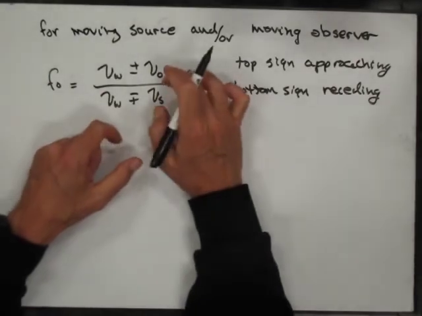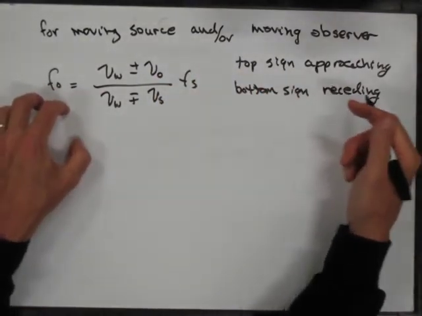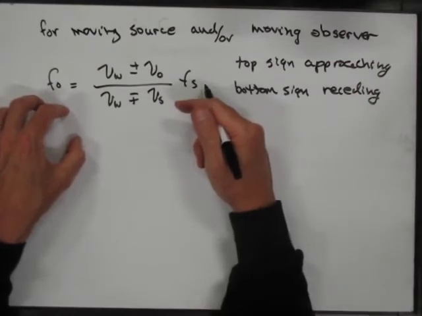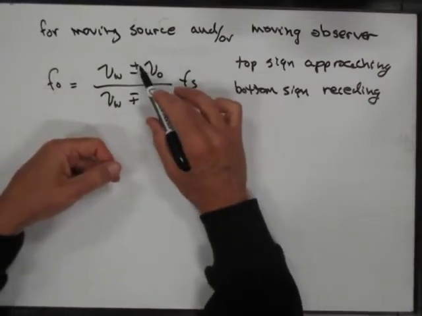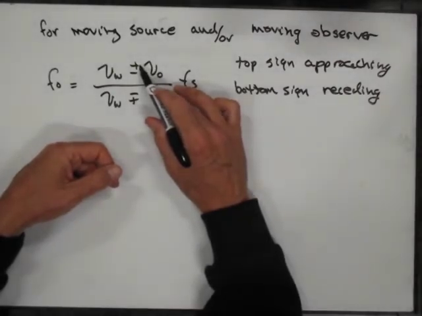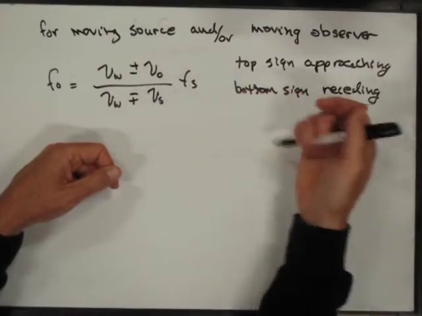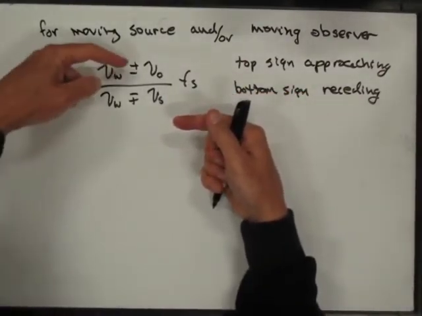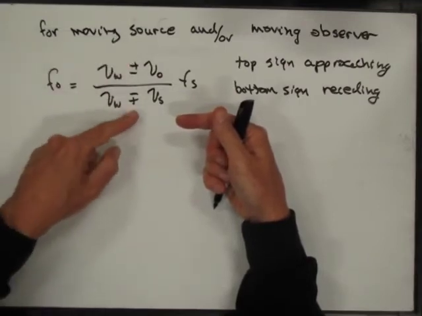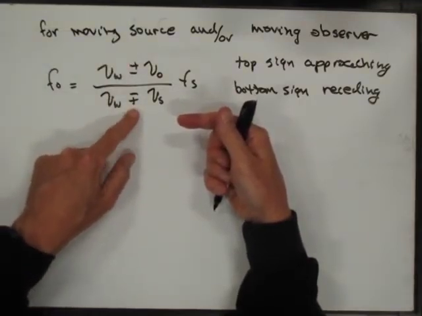So if you had, for example, an observer that's approaching, say the source is over here, the observer is going this way, and the source is approaching the observer, it's going that way, then you use a plus in the top one and a minus in the bottom one. If the observer is approaching the source, but the source is running away from the observer, you would use a plus sign in the top, in the numerator, and a plus sign in the denominator.